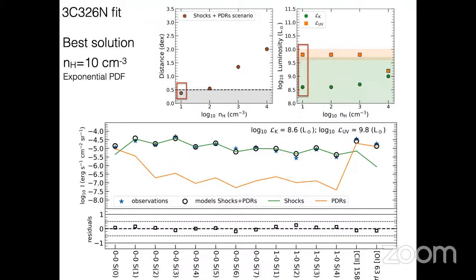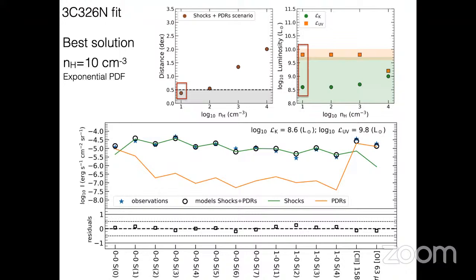Actually, the bottom line is our best solution. So you see here the line intensity distribution, with the different lines we had from Spitzer, but also ground-based rovibrational emission of H2, and also C+ and O I, and the different contributions, PDRs in orange and green for the shocks. And what you see first is the distance between the observation and the models as a function of the density. And you see that the best solution is at low density.